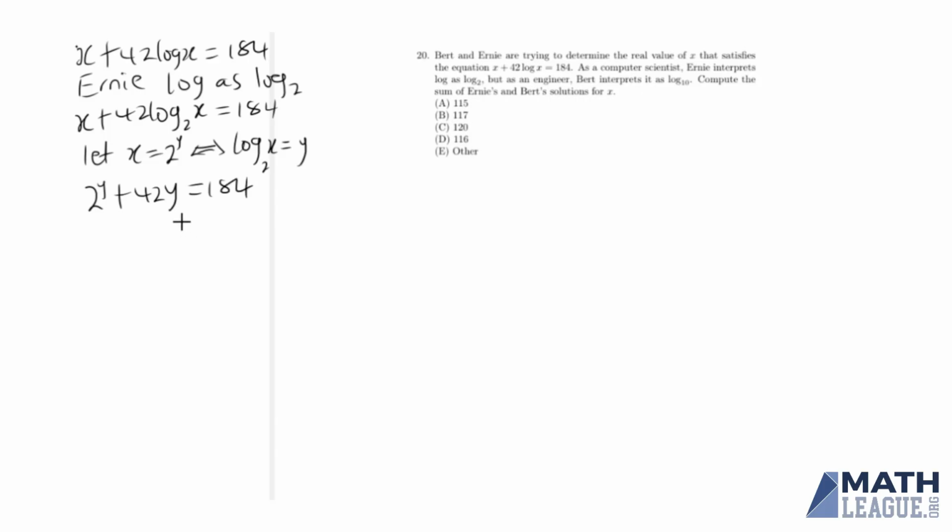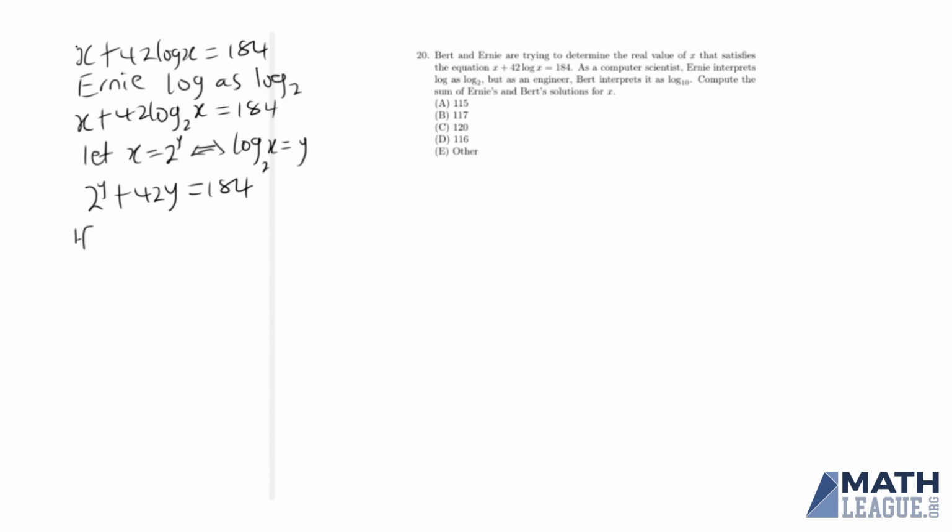Now here, you need to ask yourself, for what values of y will this equation hold? If I choose y to be 1, we are going to have 2 to the power 1, which is 2, plus 42 times 1, which is 42. And of course, when you add that, that will give you 44, which is not equal to 184. So I need to keep on trying some small values.